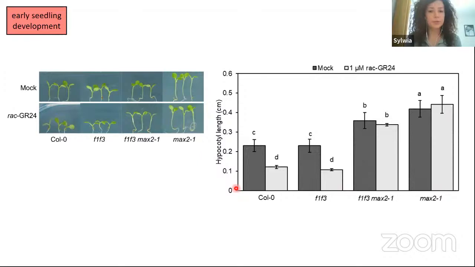What we could observe is that the double mutant FYF3 had the same phenotype; there was no difference between the double mutant and Col-0, the wild type. MAX2 had significantly longer hypocotyl length, and this was not changed in response to the treatment with strigolactone, GR24. But the triple mutant had slightly but significantly decreased hypocotyl length. So again, it seems like PP6 can be involved in hypocotyl elongation.